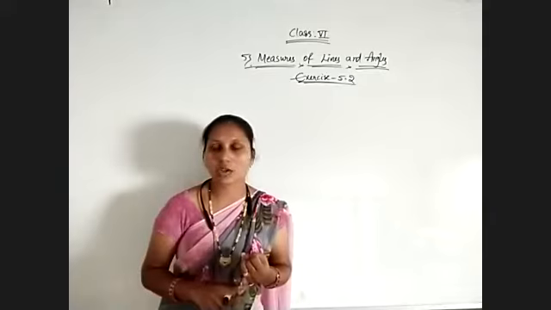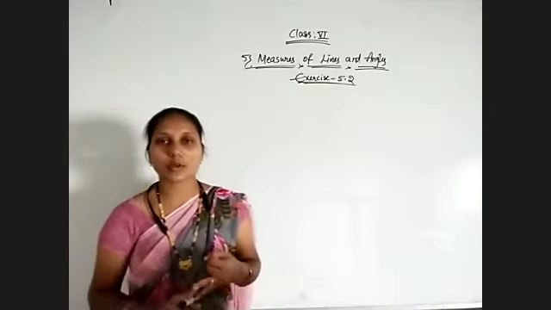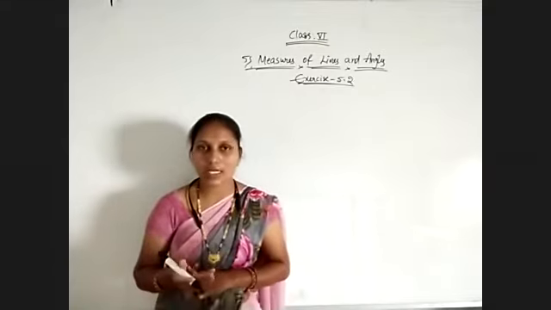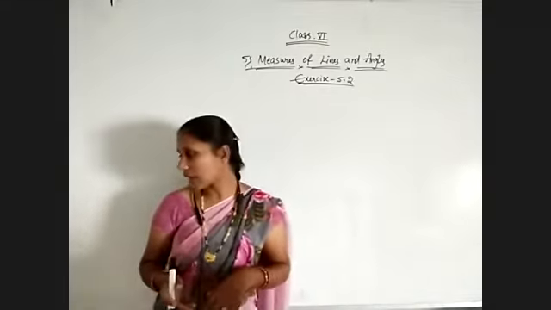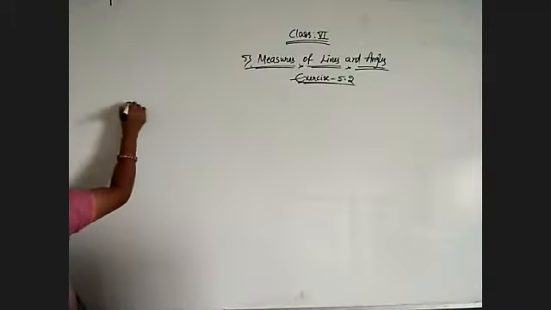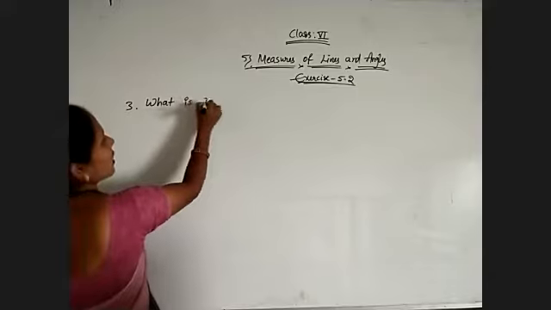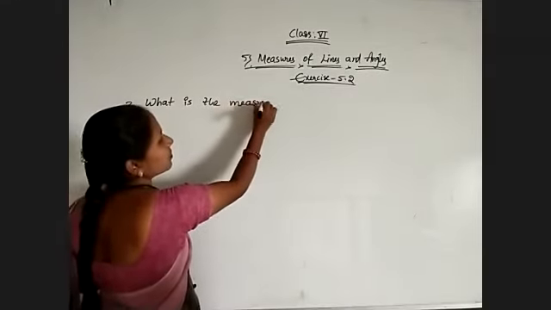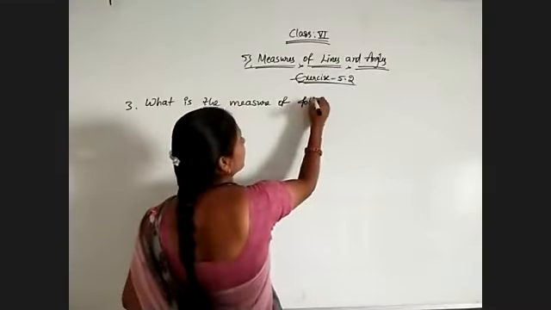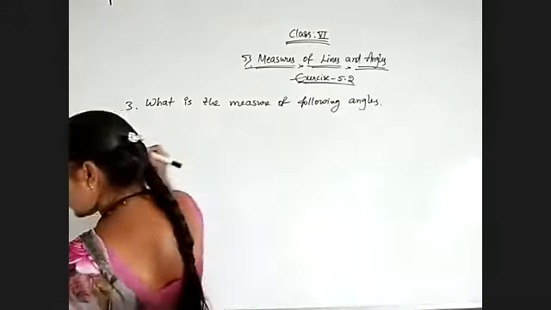Now, for the third question, they have given some angles in the textbook. They are asking to measure those angles with your protractor in the textbook itself. Find out the measure of those 3 angles. The question is given like this: third question, what is the measure of the following angles?